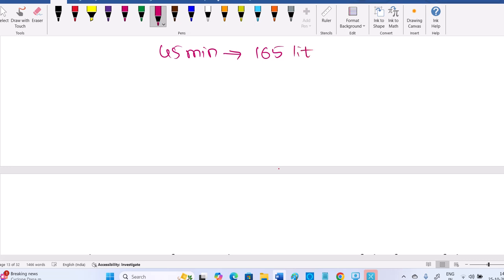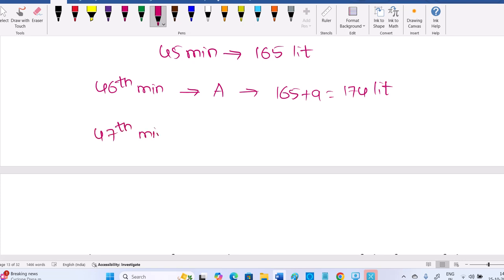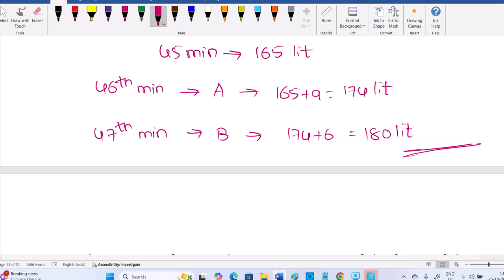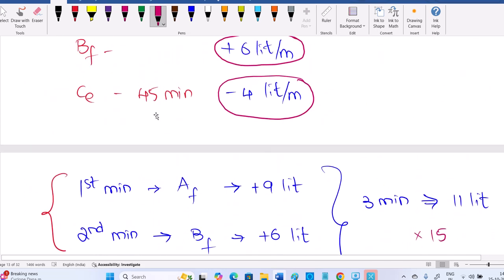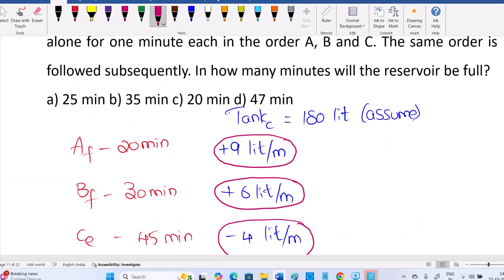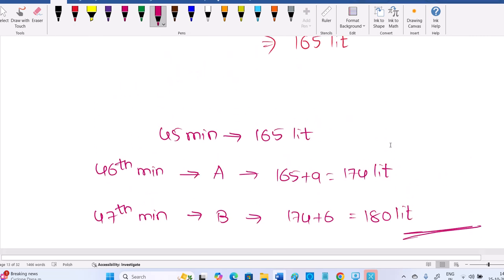46th minute, A will come into the picture. What can A do? It can add 9 liters. It becomes 174. 47th minute, who will come into the picture? B. B will add or subtract? Add. How much will it add? 180 liters. Our target 180 is reached. Time: 47 minutes. Option D, 47 minutes.